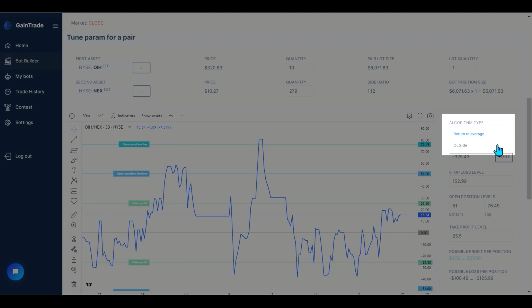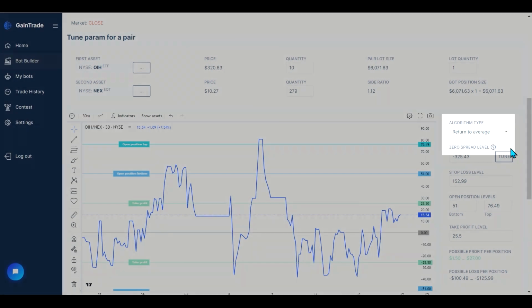However, there are cases where, due to corporate events, pair traders forecast the divergence of a pair, which is normally correlated, and they look to profit when the divergence happens. Now, in this scenario, you would select outside, and you would look on the chart for the spread to start trending up or down and close the position when it reverses.